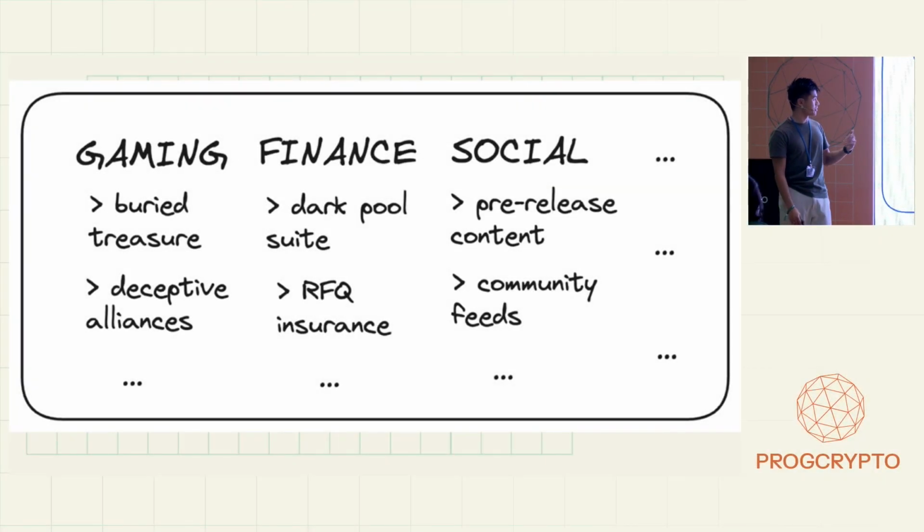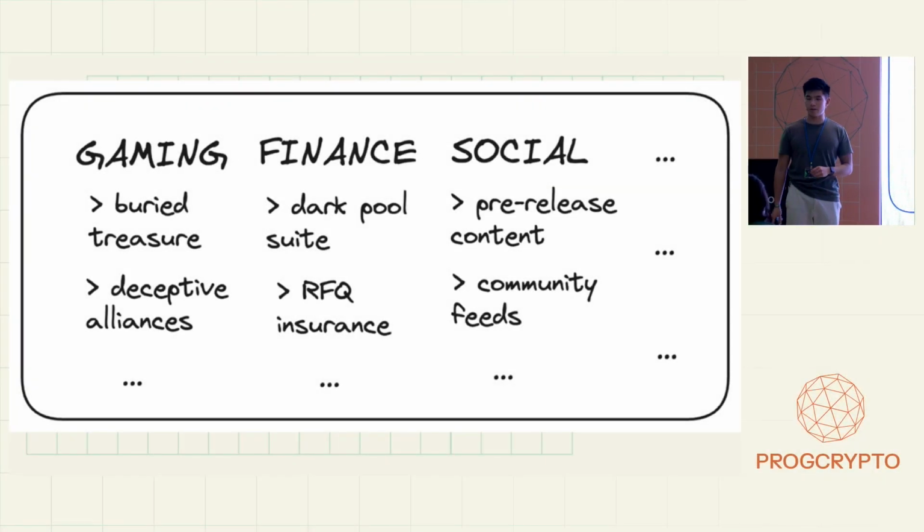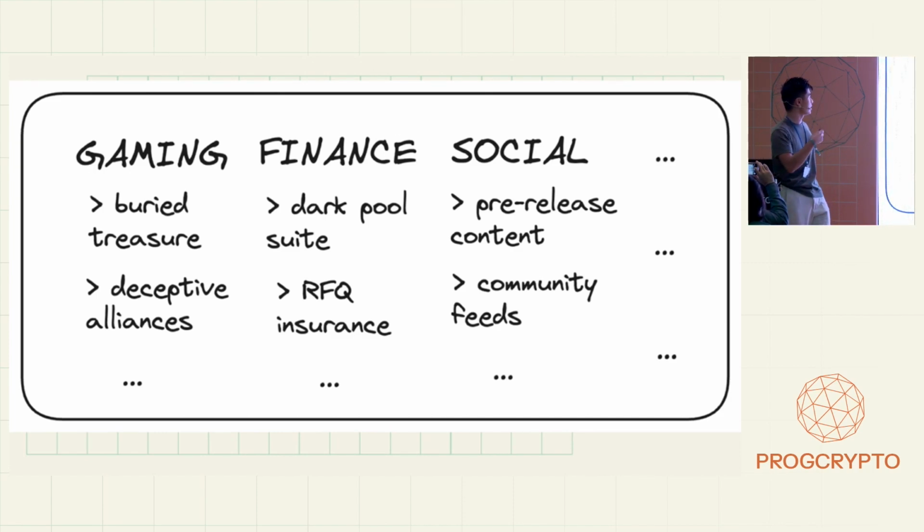So this is the list of a few applications that my team and I have worked on that have been specifically blocked by fragmented shielding. In gaming, you can't have protocols with buried treasure and deceptive alliances. In finance, you can't have dark pool suites and RFQ insurance. In social, it's blocking pre-release content, community-specific feeds, and more. There's a rich design space here that we have yet to dig into for the most part as a community.